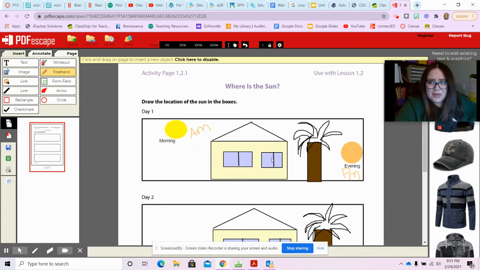You're not going to draw my neighbor's house, right? No, because you can't see my neighbor's house from your house. You're going to look out your window or go outside of your house and draw something that you see, and then you're going to observe where the sun is in the morning and where it is in the evening. Okay? Yours should not look like mine. You're going to observe for yourself.